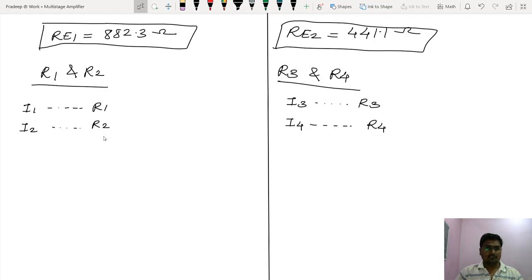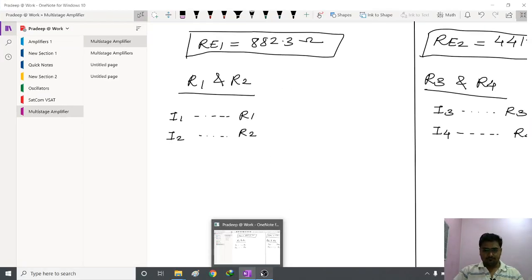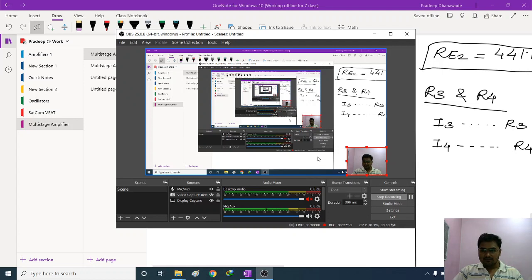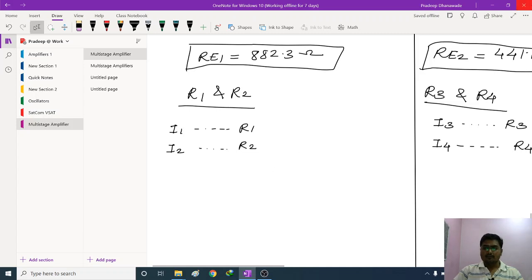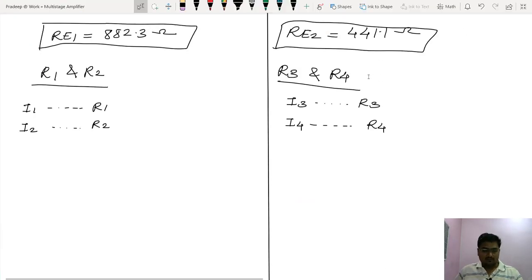I1 is the current flowing through resistor R1 and I2 is the current flowing through R2. Is it? That's what. Now let me check things are going correct. Audible? Yes, done. Yes, that's what. Now after assumption, let us calculate the voltage across resistor R2. Here in second column what we'll do, we'll calculate voltage across resistor R4. So let us start with first column, that voltage across resistor R2.